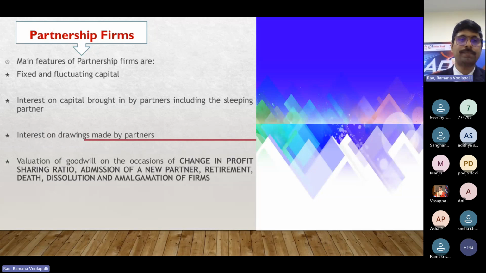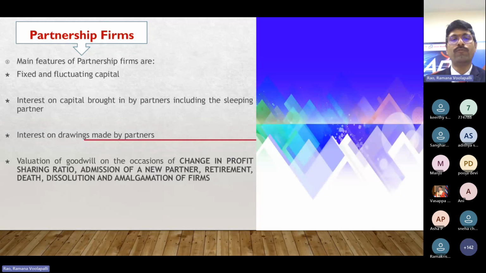Now let's try to understand other features. In the partnership, another feature is fixed and fluctuating capital. Capital can be of a fluctuating nature. Interest on capital is payable on capital brought in by the partners, including the sleeping partners. Even sleeping partners who are not active in the day-to-day business can gain interest from the partnership for the capital or for the lending that they have done. Interest on drawings made by the partner is also payable.